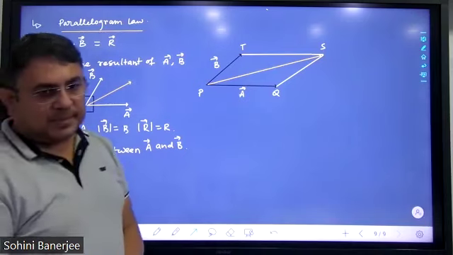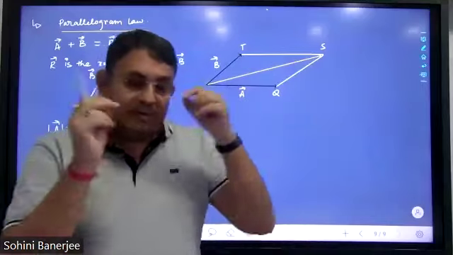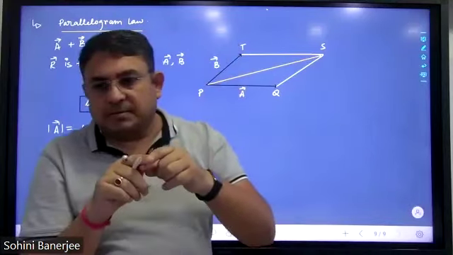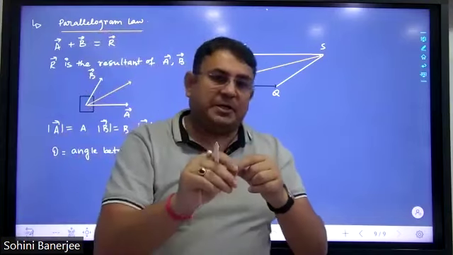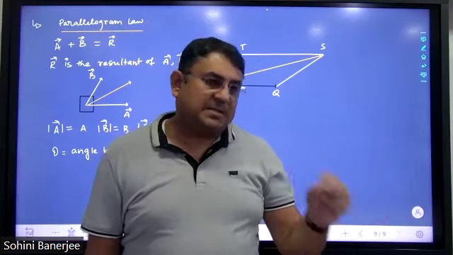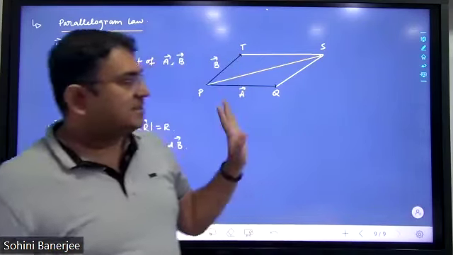Here, statement. The two vectors which are to be added are made co-initial. Then the parallelogram is completed. Then the diagonal which is originating from that same initial point of the vectors A and B, that is the resultant. So that is the statement of the law.